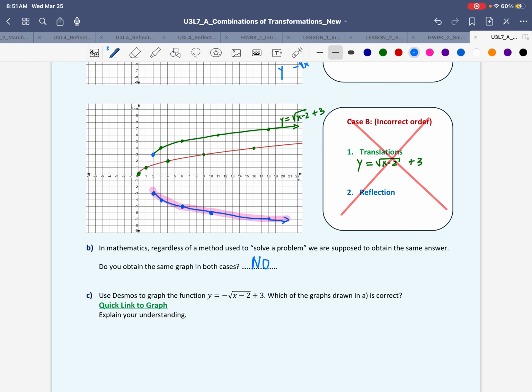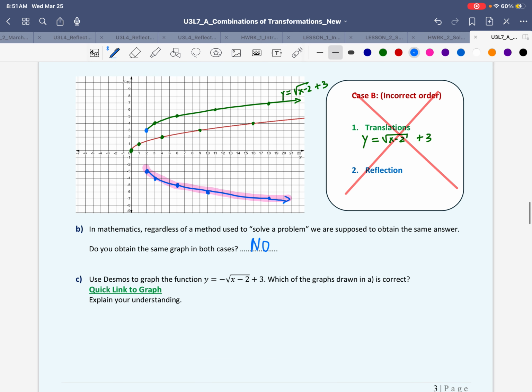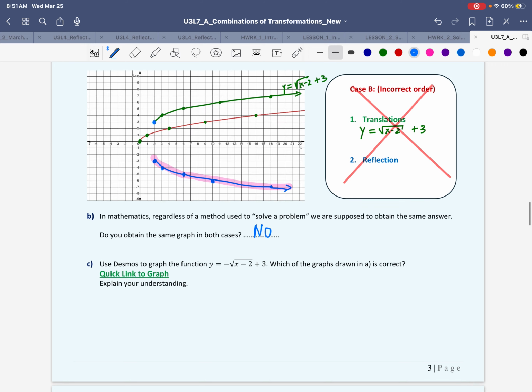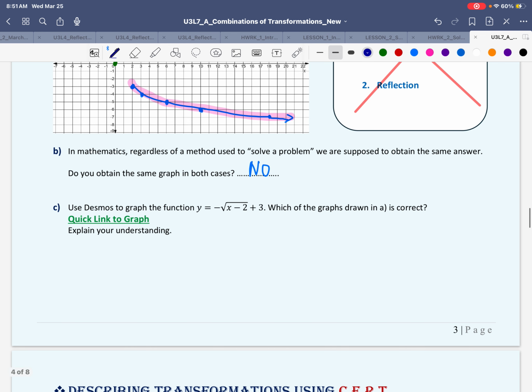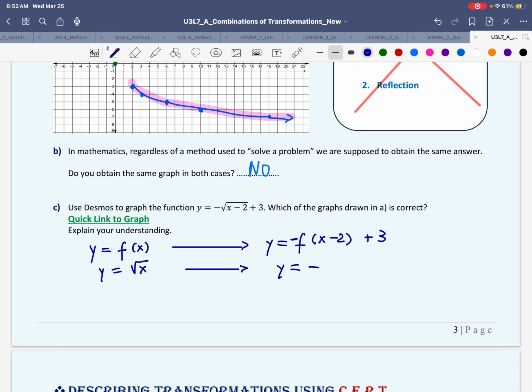And we checked with Desmos, and now we want to explain this because we want to know why this happened. And here is the reason why. This is how we explain it. So if we have the function y equals f of x, the parent function, and we want to get to the graph of the function y equals negative f of (x minus 2) plus 3, okay? So in other words, we had y equals square root of x, and we wanted to change this to y equals negative the square root of (x minus 2) plus 3. So this is our final product. This is what we want to get.